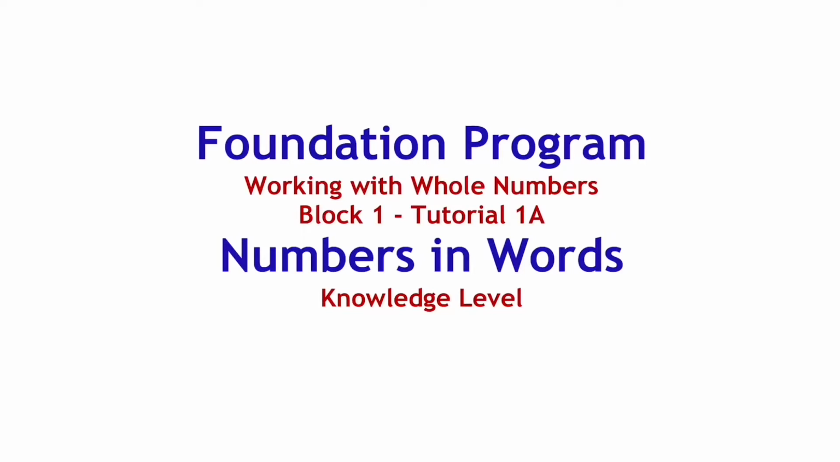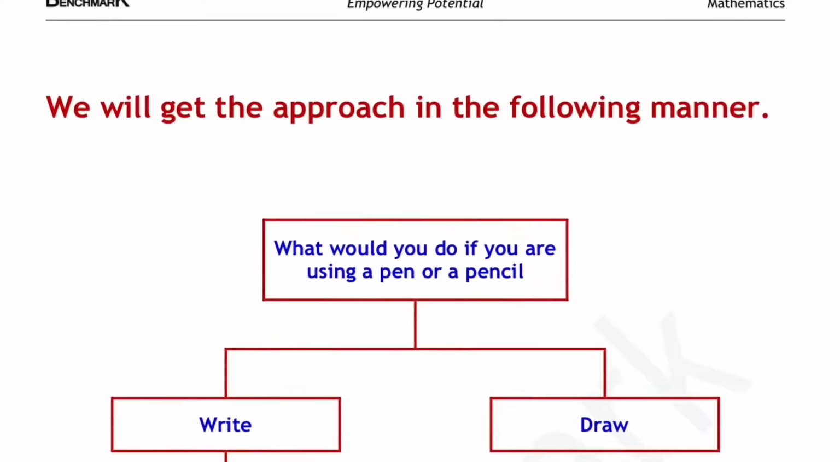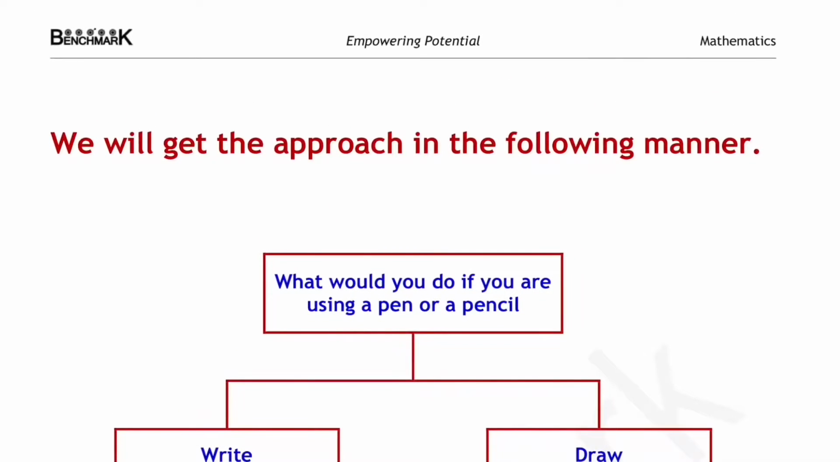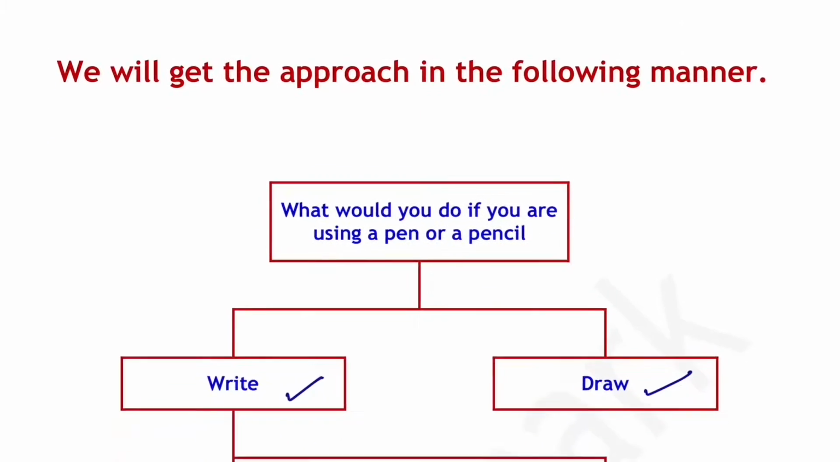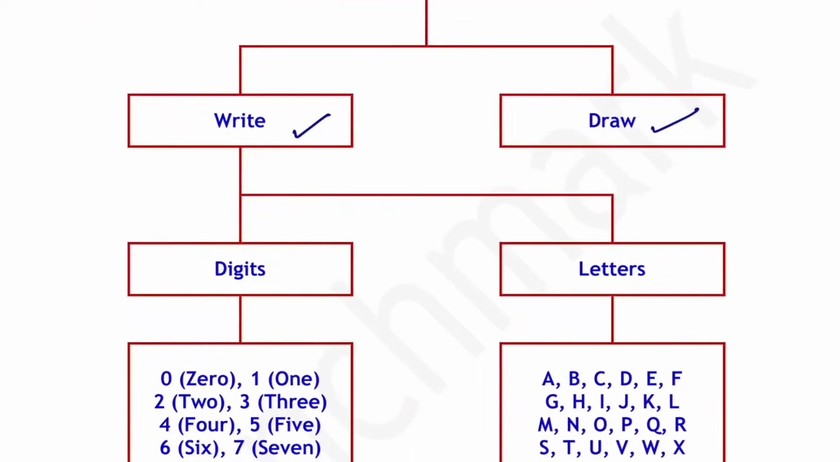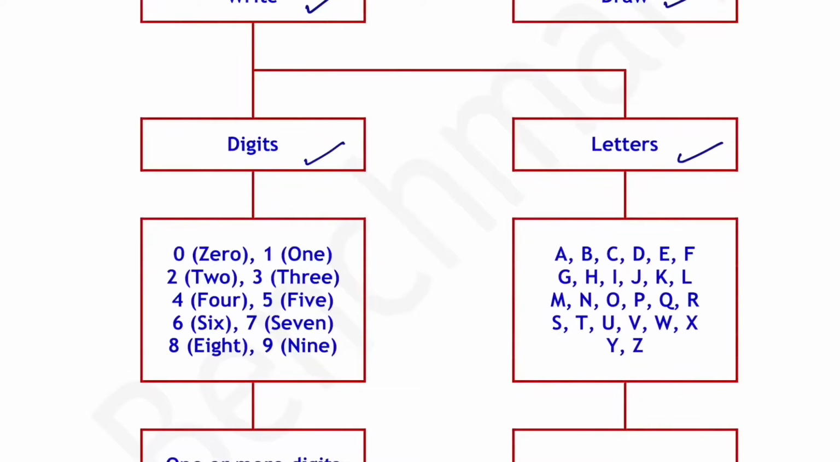Okay, let's start from the absolute beginning. Think that you are given a pen or a pencil. What can you do? You can either write or you can draw. Let's forget about drawing. If you are writing, you can write using digits or you can write using letters. These are the digits that we have: 0, 1, 2, 3, 4, 5, 6, 7, 8, 9. We have letters from A to Z.